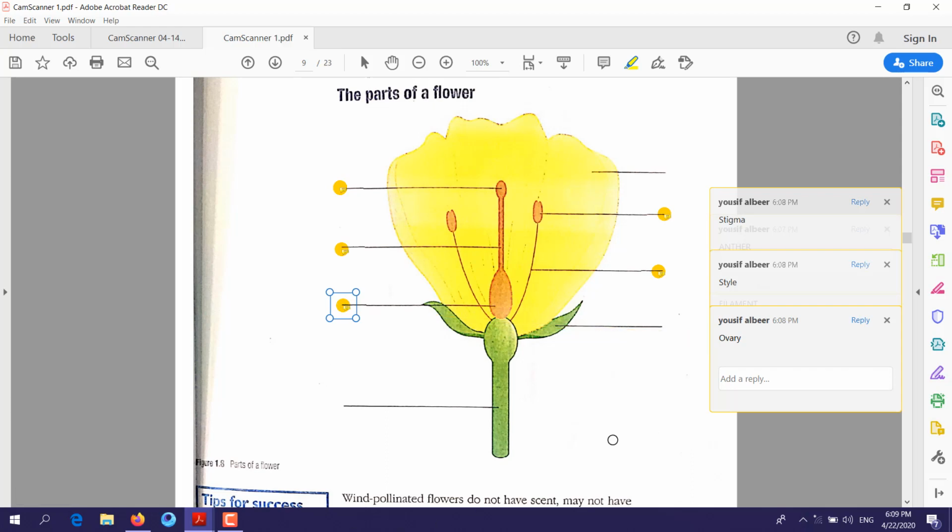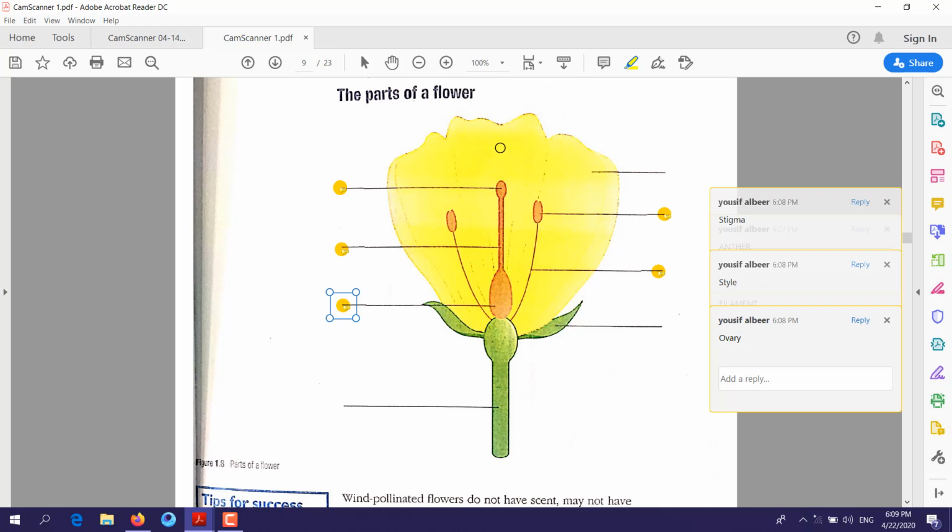And as you can see, we labeled these parts, but we still have 1, 2, 3 parts. The ones that we labeled are the main parts, the parts that will be involved in the process of reproduction. The parts that we will label now are the accessory parts. These parts will just help the process of reproduction.